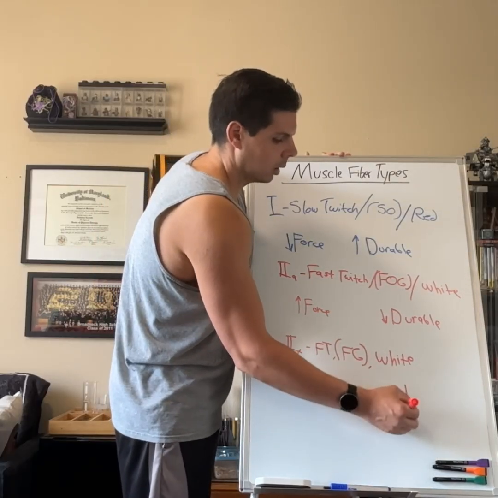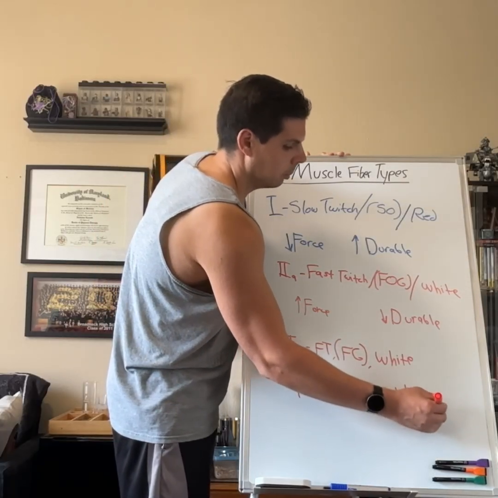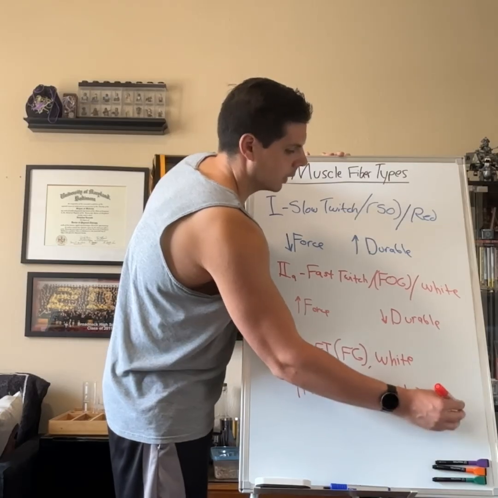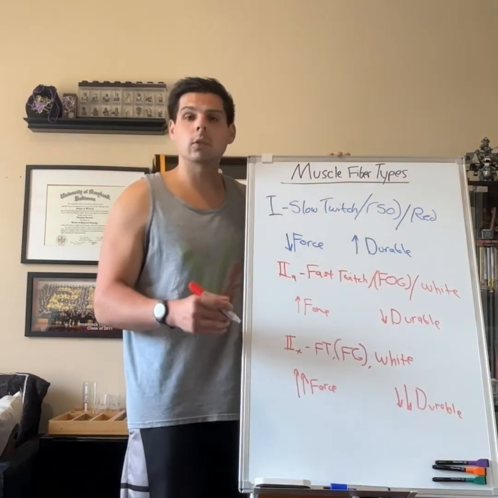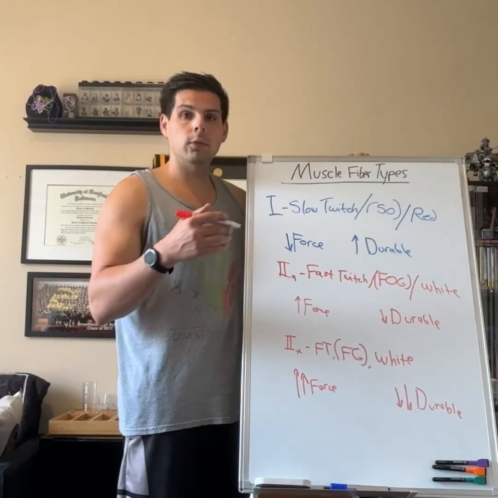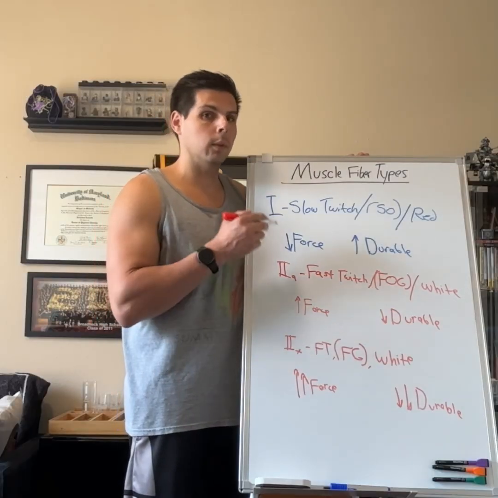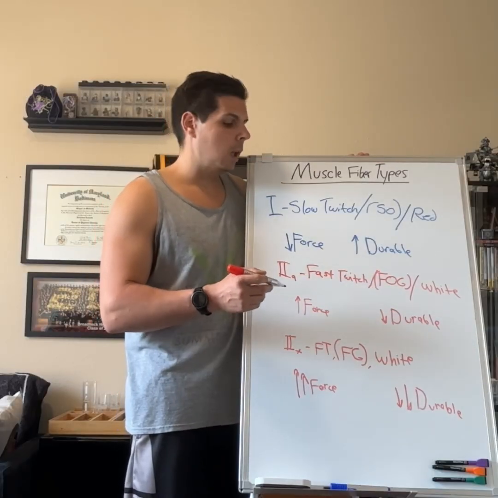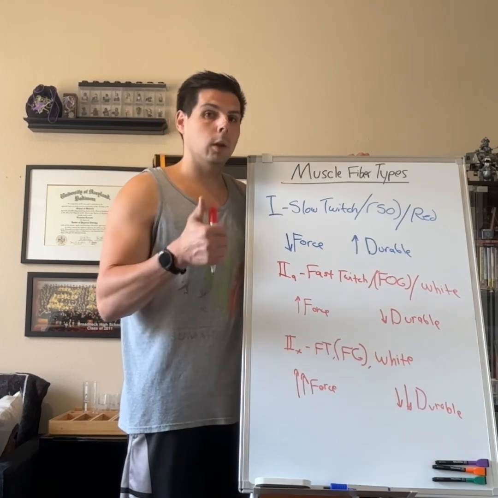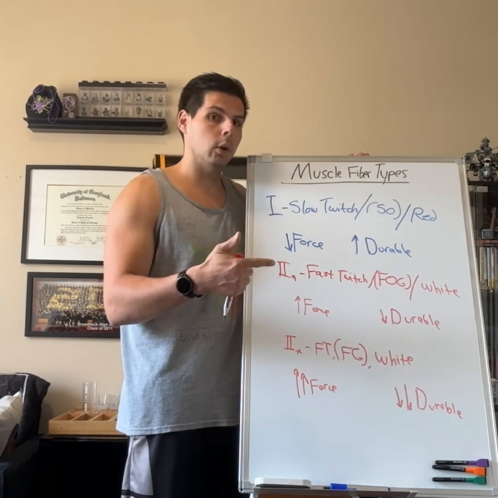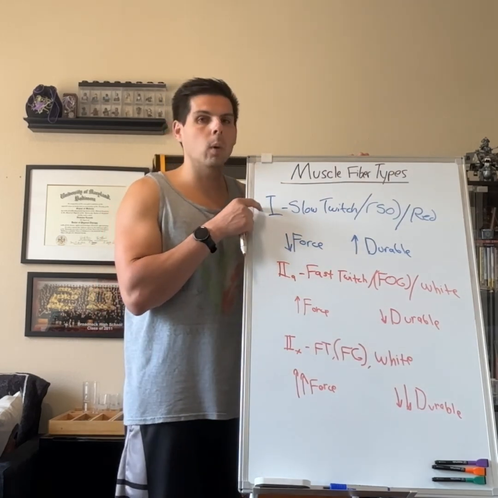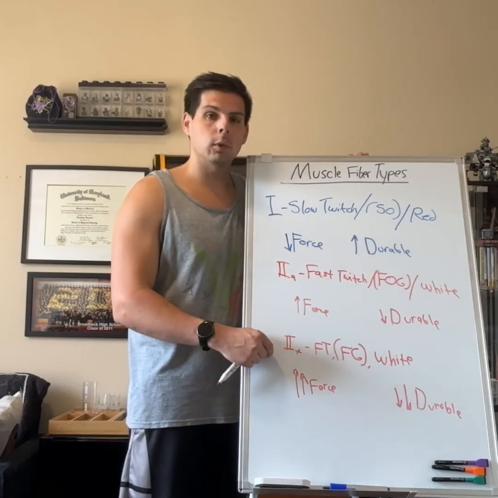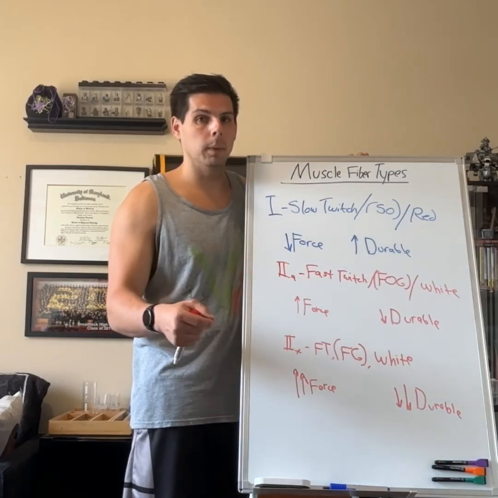However, they are also the least durable of these three types of muscle fibers. So as you see, there is an inverse relationship to how much force and rate of force development these different muscle fiber types can produce, and then how durable they are. The lower force capability they have, the more durable they are, as is the case of type 1. And then with the type 2A and type 2X, more force, less durability.